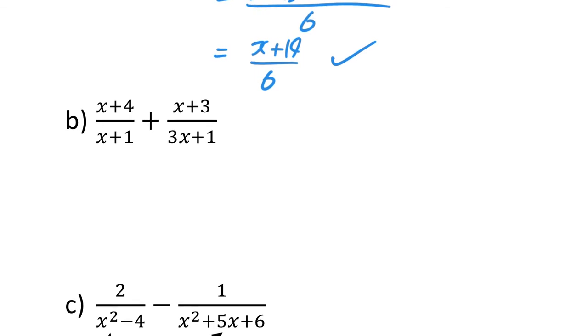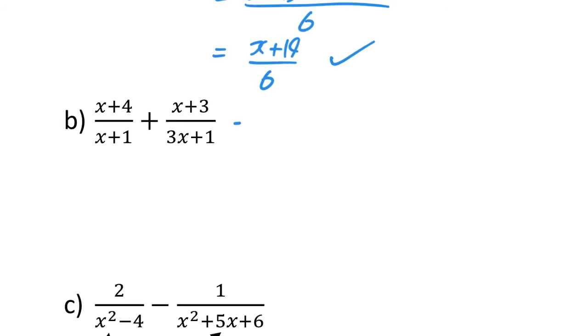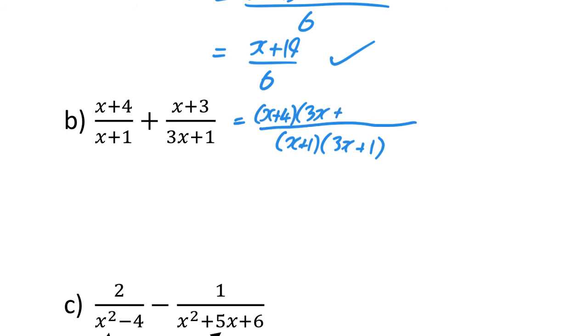Next example, a wee bit trickier. We have to take a common denominator, and it's a bit trickier. It's going to be x plus 1 times 3x plus 1. And the top line over here, the x plus 4, needs to get multiplied by 3x plus 1. It's getting a wee bit messy here. Then the x plus 3 gets multiplied by x plus 1. So a good bit of multiplying out and tidying up to do.